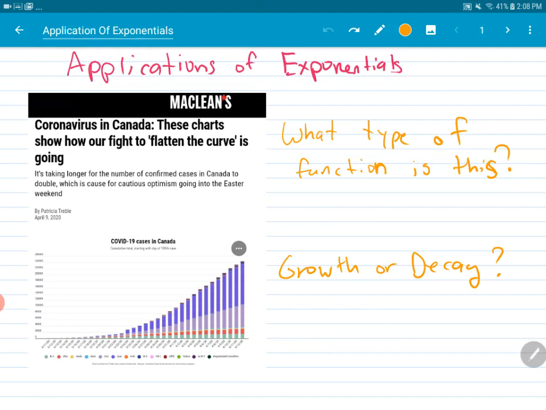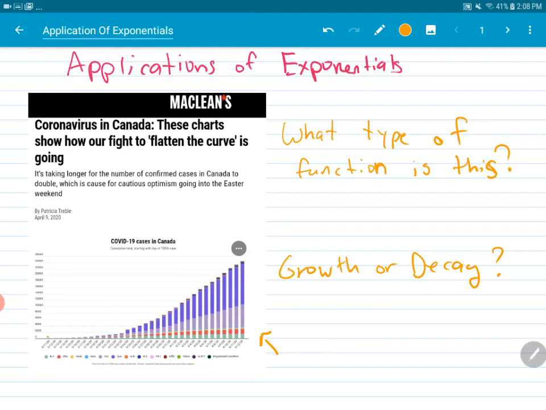So if you can see on this page here, we have a graph, and it's from a Maclean's article called Coronavirus in Canada. These charts show how our fight to flatten the curve is going. So I would like to ask you, what type of function is this? And obviously our topic is exponential functions.